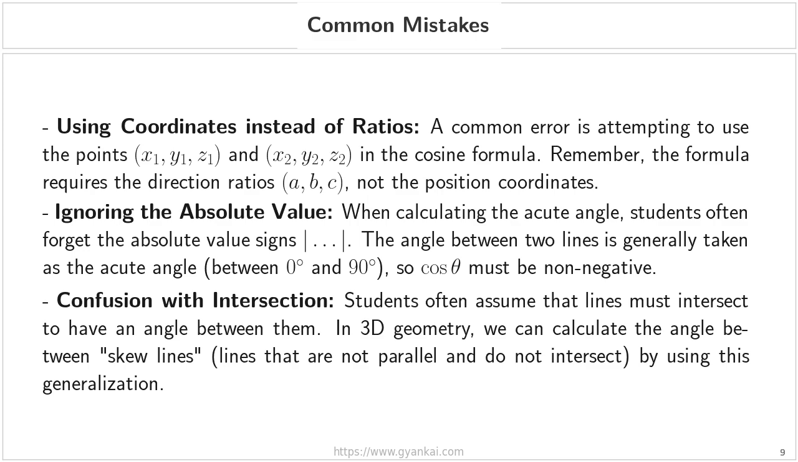Now, before we wrap up today's lesson, I want to pause and highlight a few common pitfalls. As we've seen throughout this tutorial, the math itself is straightforward, but it is very easy to trip up on the details. Keep these points in mind, and you'll avoid the most common errors in your calculations.